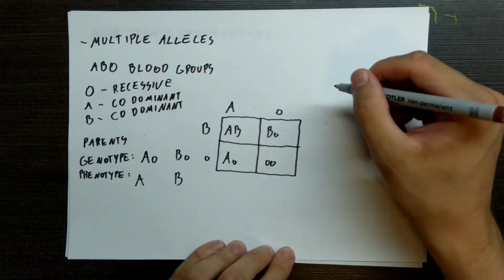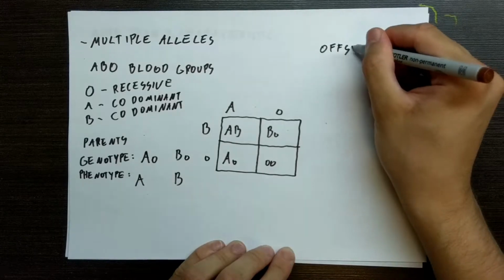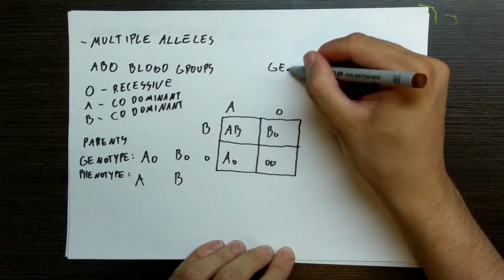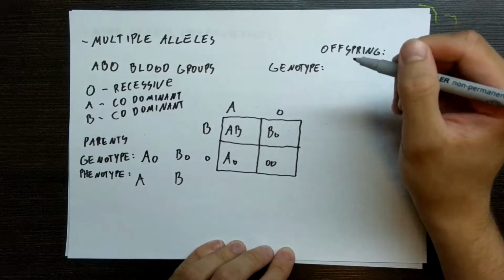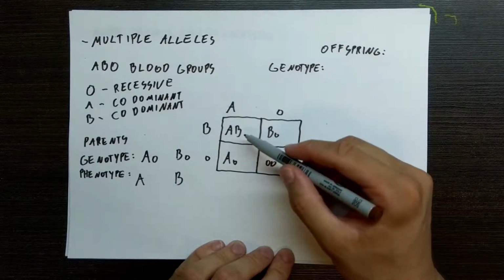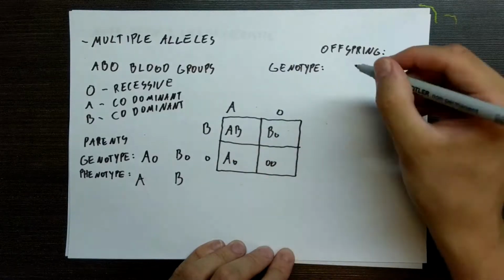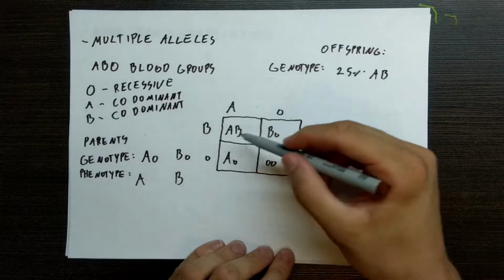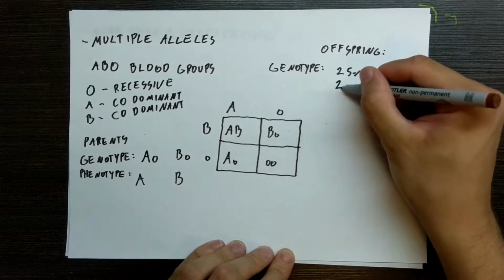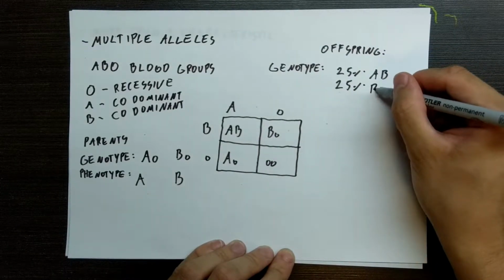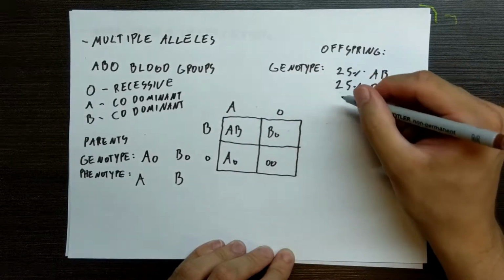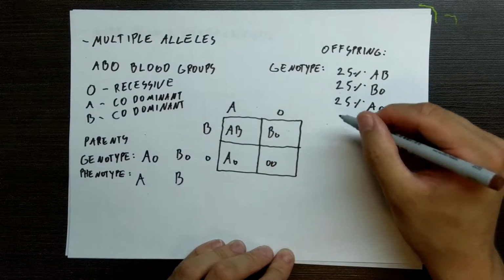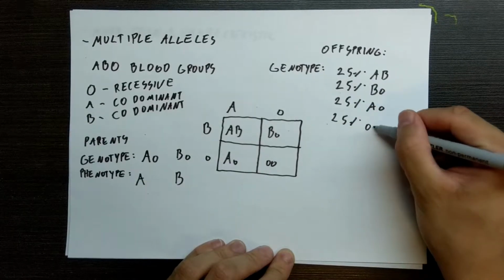Now what is happening with offspring? Let me put it down here. Now, what are their genotypes? Well, we have one window that's AB, so 25% AB. One window is BO, so 25% BO. One window AO, so 25% AO. And one window of OO, 25% OO.